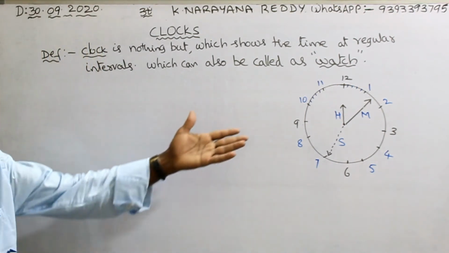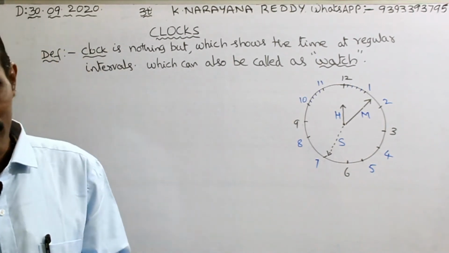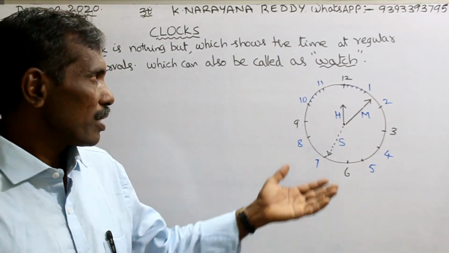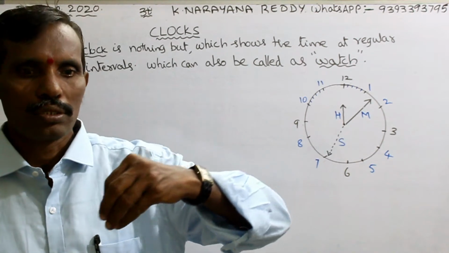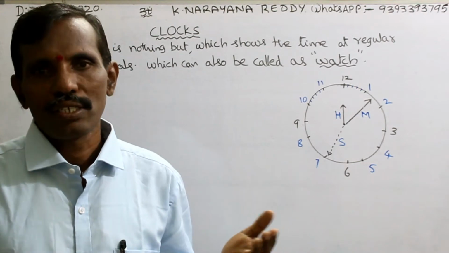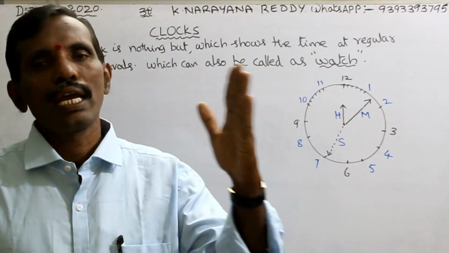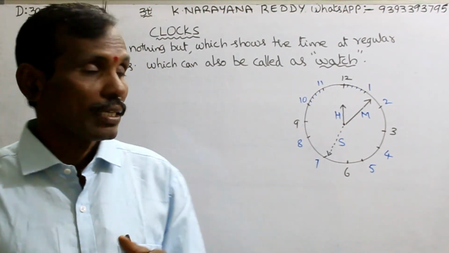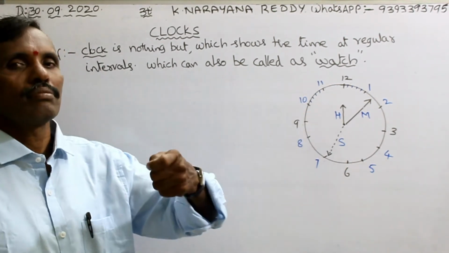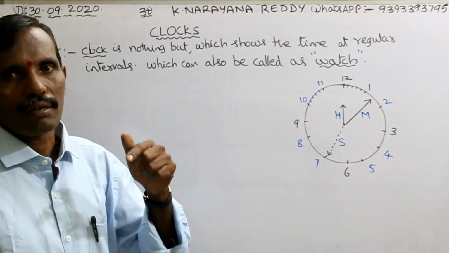See here, this is a clock or watch. There are two types of clocks: analog and digital. Analog is one which contains needles or hands. A digital watch is nothing but digits, an electronic digital watch, which shows only digits, that is numbers. But in an analog watch, we show needles or hands, depending on seconds, minutes or hours.